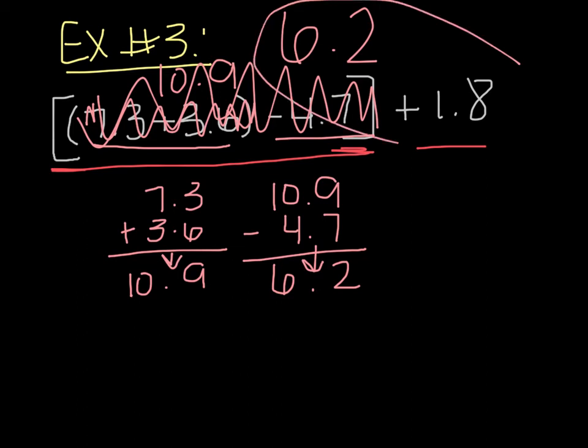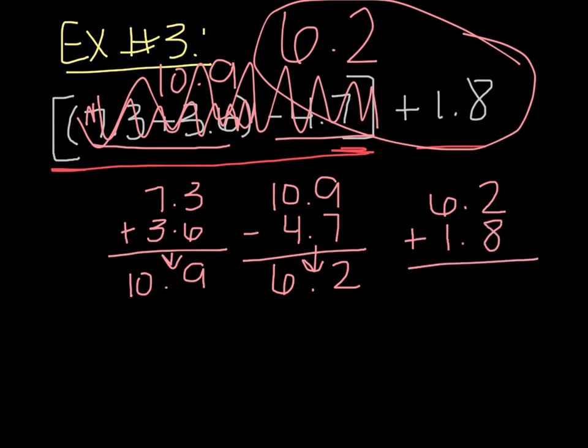So now I'm on to the last part, which is 6 and 2/10 plus 1 and 8/10. Line up your decimals, bring it straight down. 8 plus 2 is 10. 6 plus 1 plus another 1 is 8. So my answer is 8.